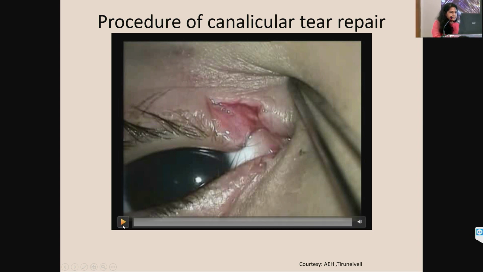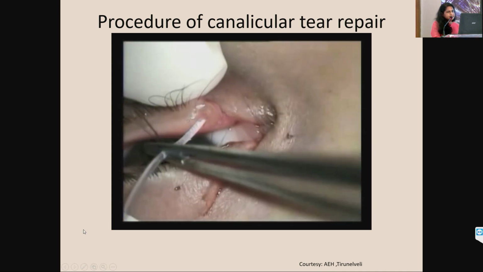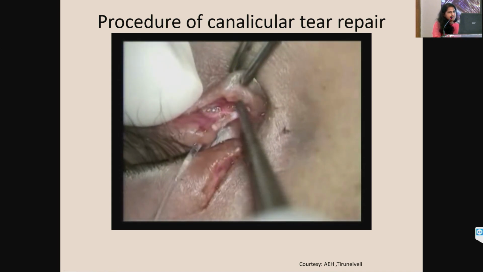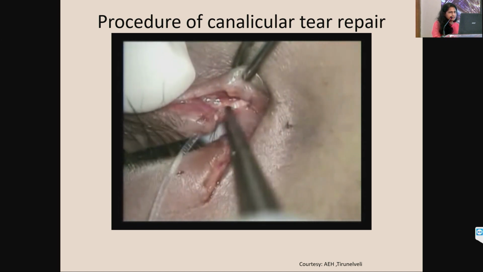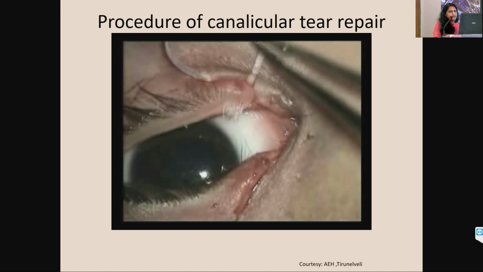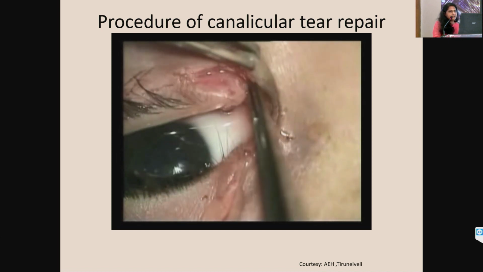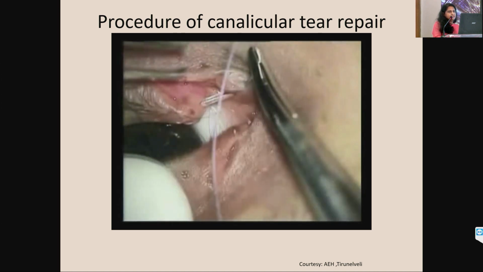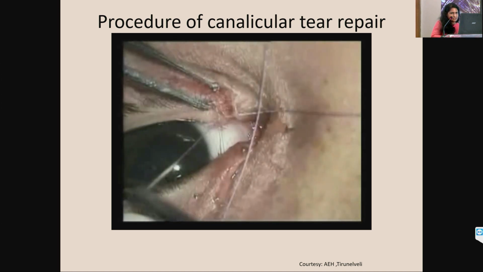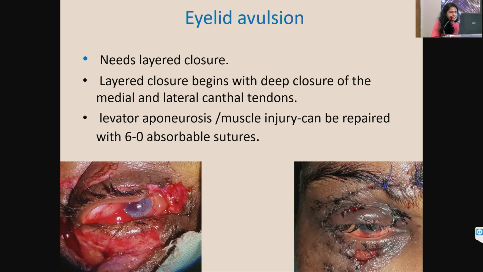So here the punctum is dilated with a punctum dilator, and the monocanalicular stent is passed through both cut ends. The top of the Mini Monoka stent has a collarette, which nicely fits over the punctal area. After passing this stent, the pericanalicular tissues are sutured back in position. So this is the final position of the Mini Monoka stent.